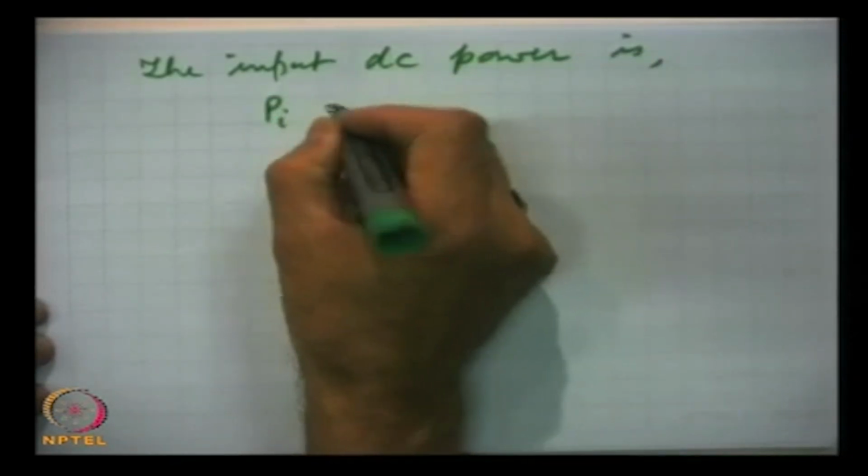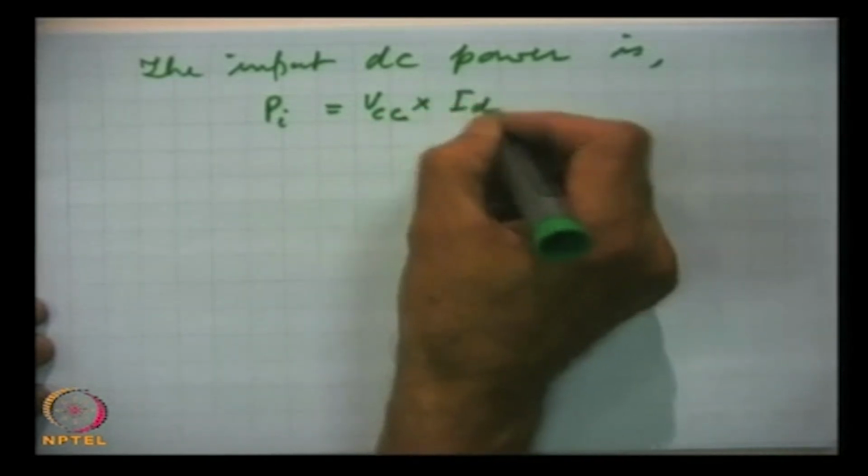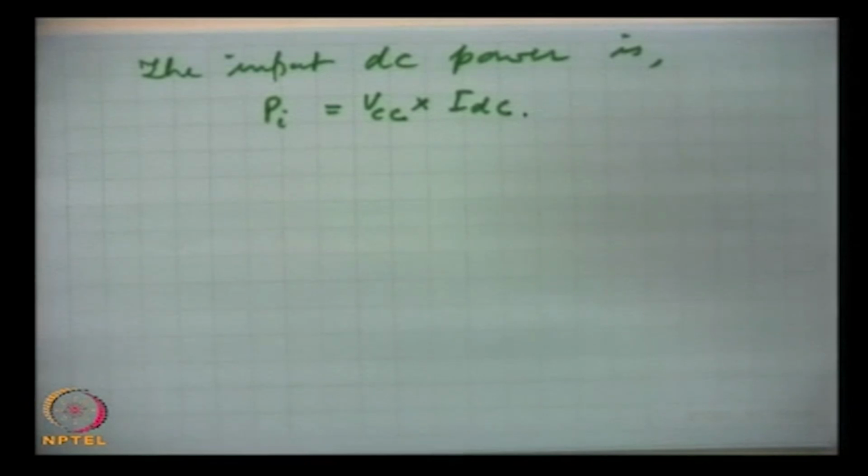is Pi equal to VCC into IDC. But IDC does not flow for the whole 360 degrees of the input signal. This we have talked about several times. In a class C amplifier, it flows only for a short duration. In fact, we can make the assumption that the collector pulse is rectangular in shape, like this.